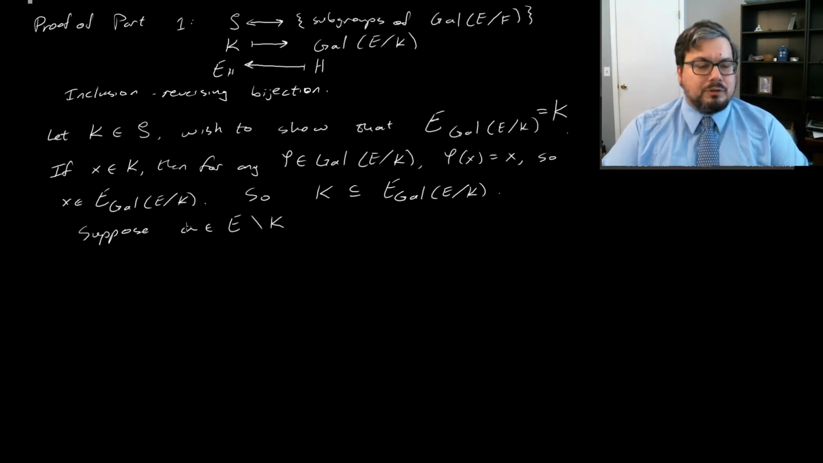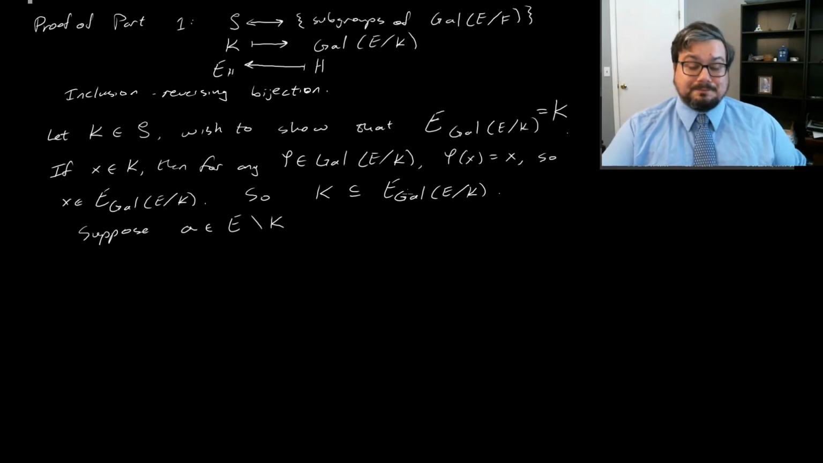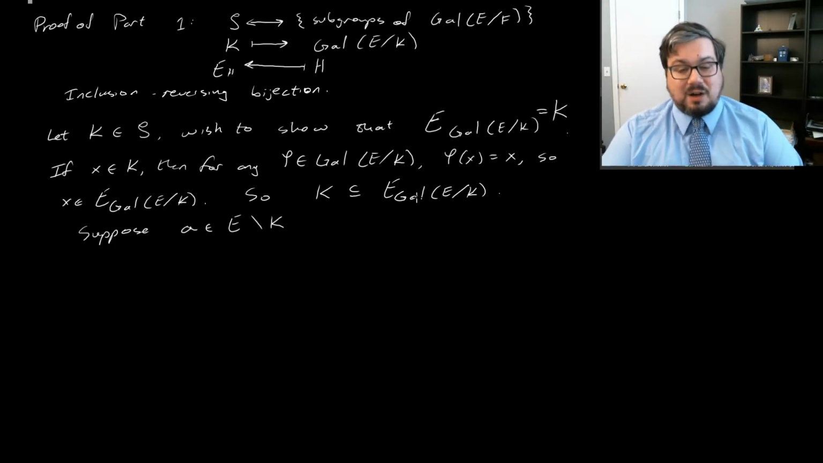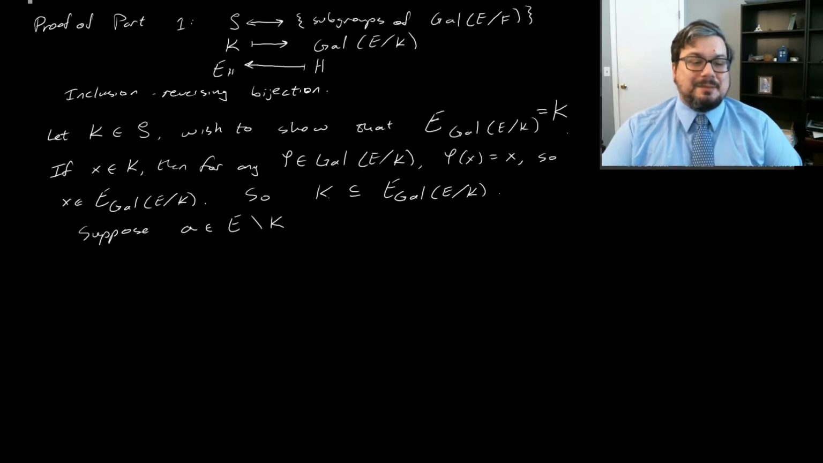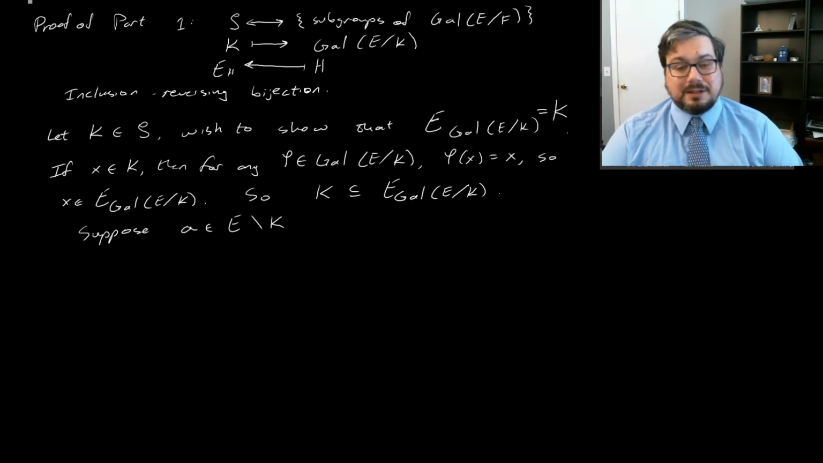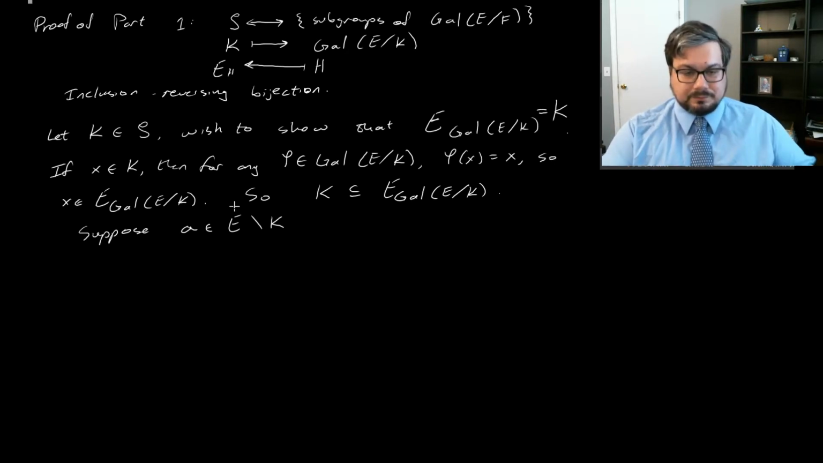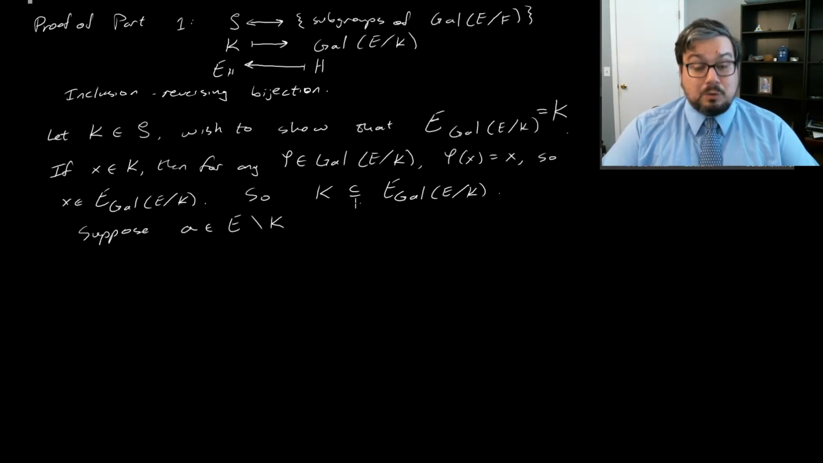For the other direction, let's suppose that a is in E and is not in K. We're not going to prove the other direction directly. What we've shown so far is that if an element is in K, then it's in the fixed field of the Galois group of E over K. Now we're going to show that if an element is not in K, then it is not in the fixed field of the Galois group of E over K, which will be good enough, or which will prove the other inequality, really.